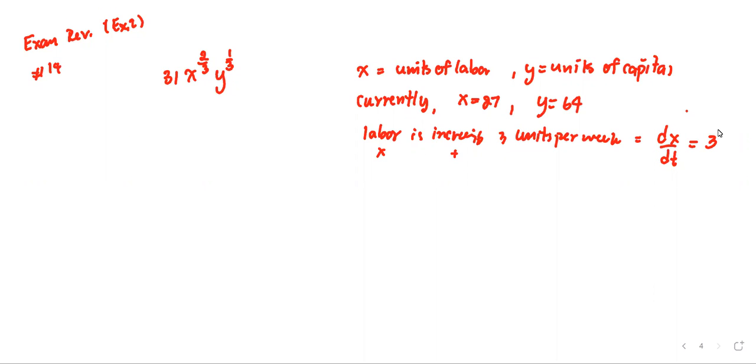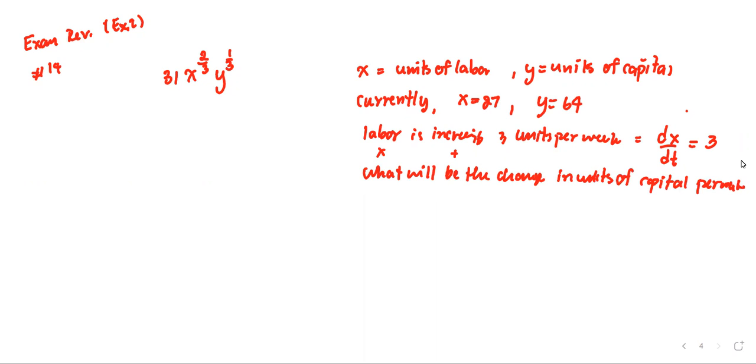The question asks, what will be the change in units of capital per week to maintain the current level of production? Okay, so this is the question.